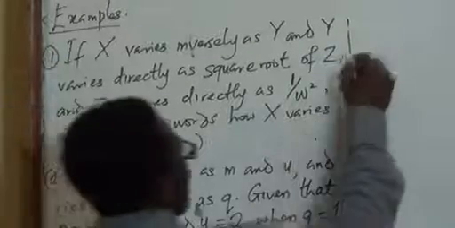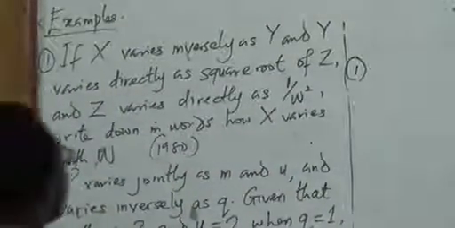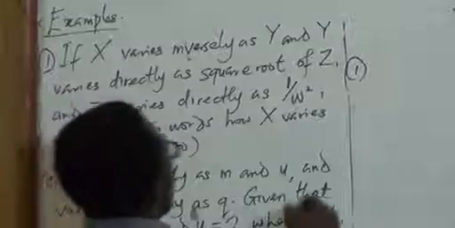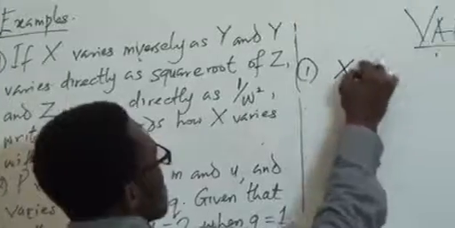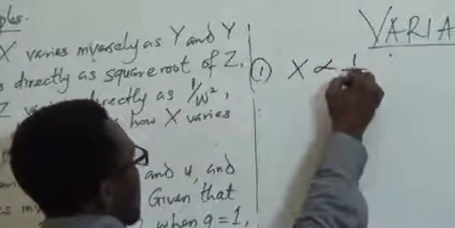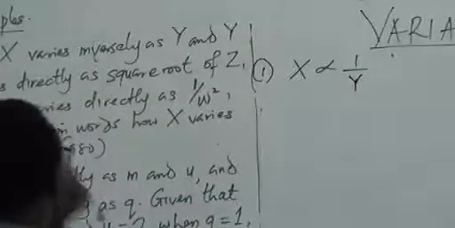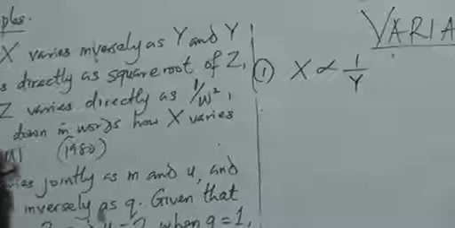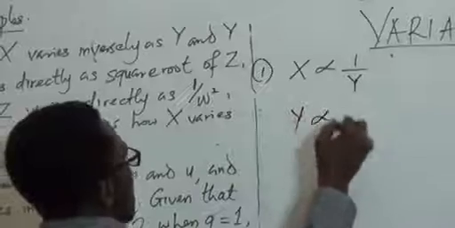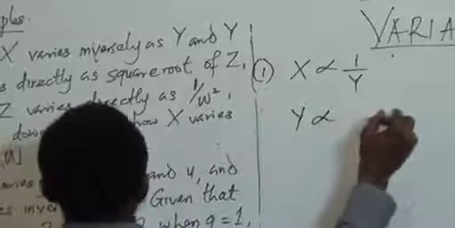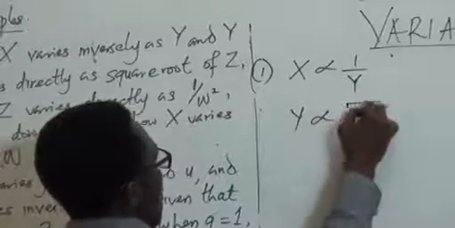And let's look at it. We take the question one after the other. The first part of the statement says if x varies inversely as y. So for x varies inversely as y, write it as x varies as 1 over y. So that's the first statement. And the next one is y varies directly as square root of z. So we have y varies as, and it's direct variation, directly as the square root of z.